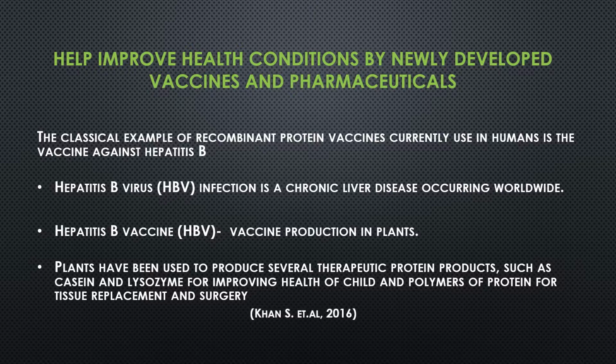So hepatitis B vaccine is a vaccine production in plants. So plants have been used to produce several therapeutic protein products, such as casein and lysozymes for improving health of children and polymers of protein for tissue replacement and surgery. Hepatitis B vaccination programs using either Engerix-B or Recombivax HB can achieve high seroprotective response rates, particularly in childhood and adolescence.